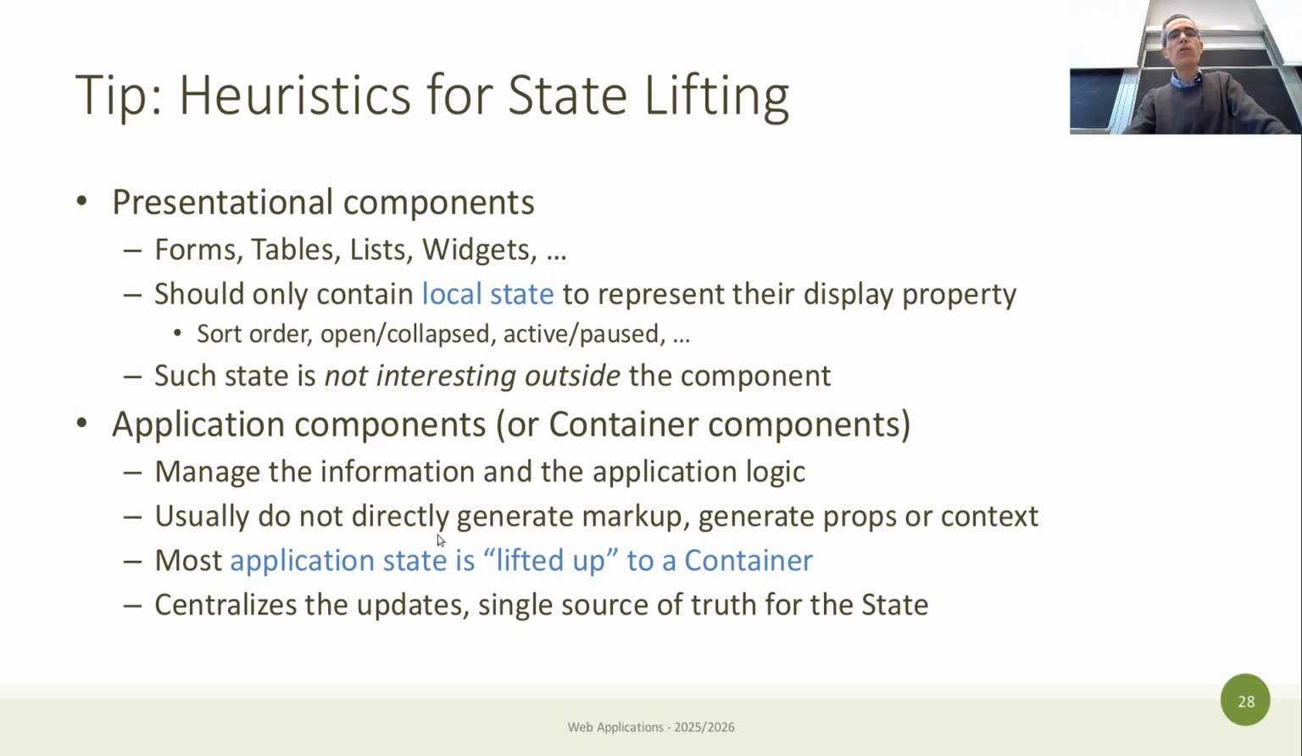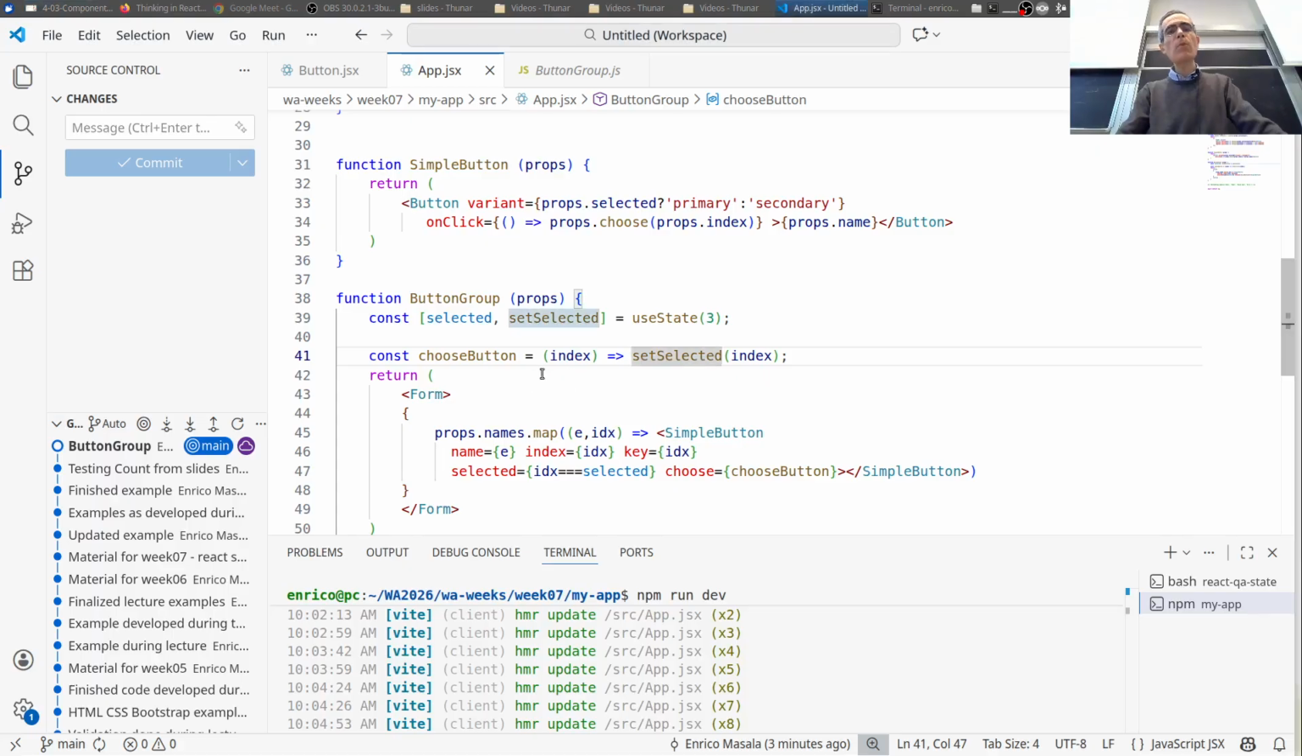Usually, those components do not directly generate markup, meaning the element trees, but it depends. And having the state in a single place is also useful because it can centralize the updates, a single source of truth for the state, and so on. So there are many advantages. Of course, this example is very simple, but now we are going to see a more complex example, like the one with a list of questions. Okay? Good.